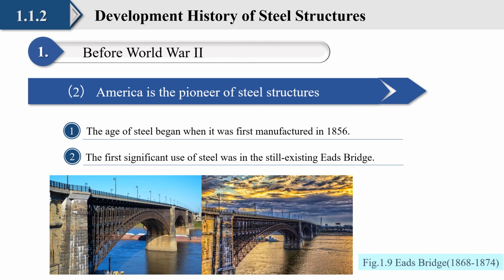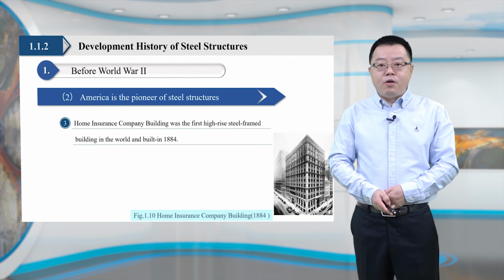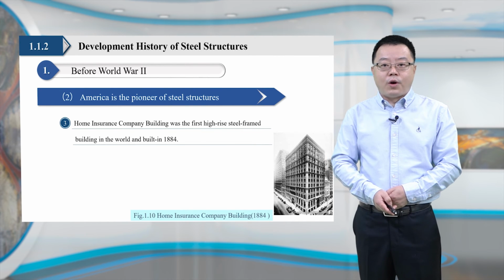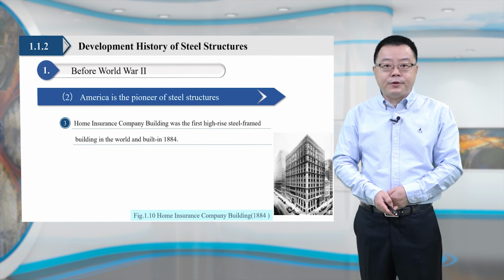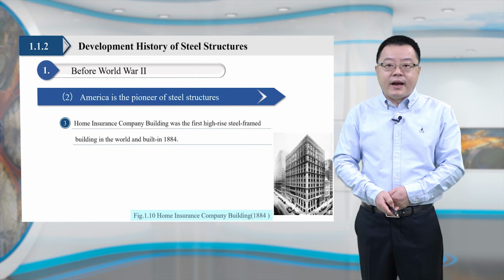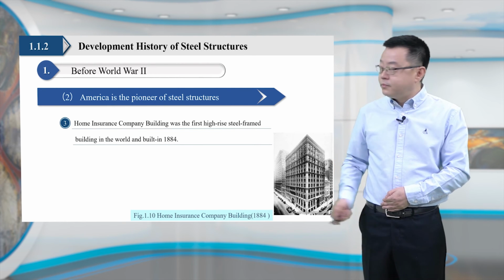America is the pioneer of steel structures. The age of steel began when it was first manufactured in 1856, and the representative is Eads Bridge. Home Insurance Company building was the first high-rise steel-framed building in the world, constructed in 1884.